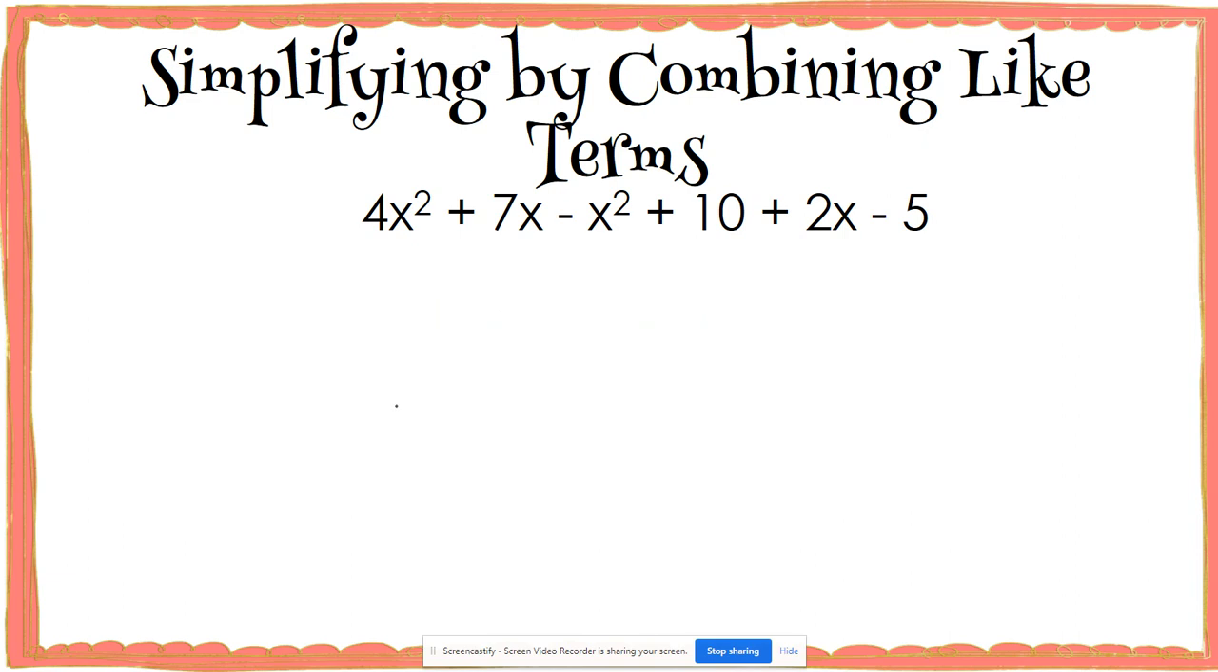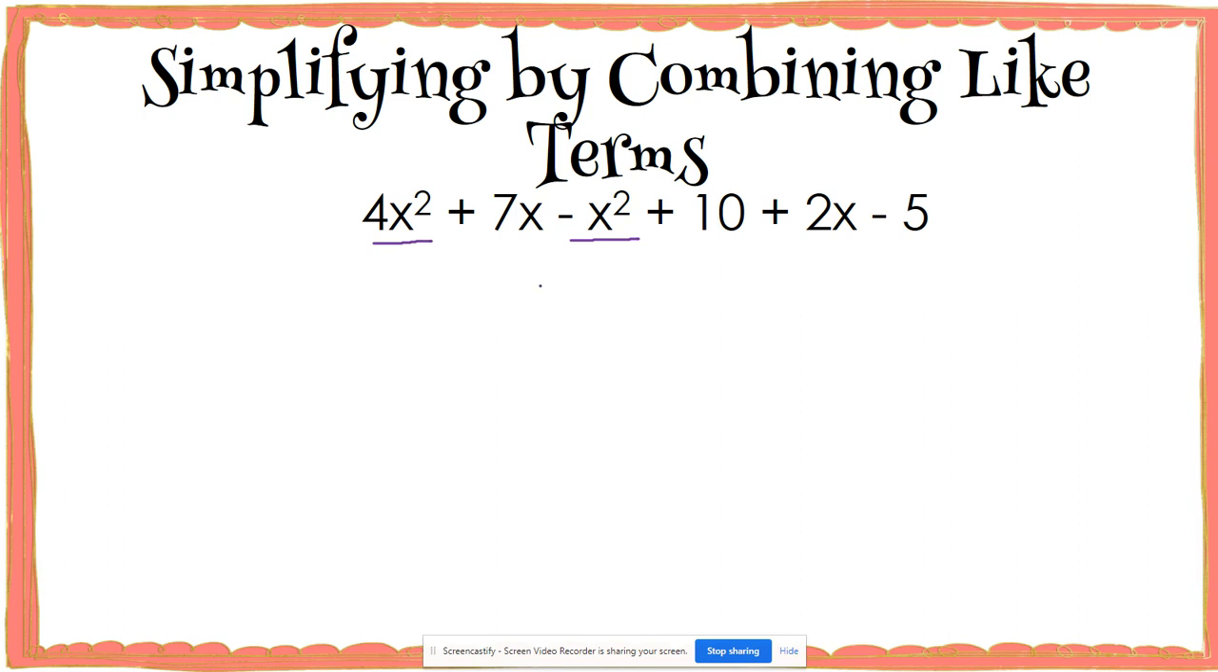Next I have 4x squared plus 7x minus x squared plus 10 plus 2x minus 5. So let's look at our first term, which is 4x squared. We're going to look for a term that also has x that is being raised to the second power. So 7x has the same variable, but that variable is not being raised to the second power, so they are not like terms. But then I have x squared, which does have an x that is being raised to the second power.